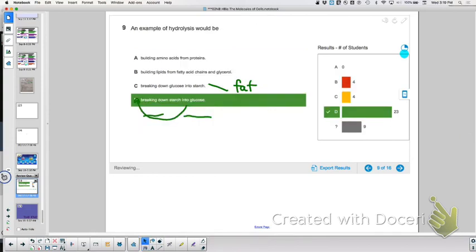Okay. Number 9, an example of hydrolysis is breaking a starch into a glucose. It is not building lipids from fatty acids and glycerol. Okay? When you think hydrolysis, do you think build or break? Break. You think break. So it has to be one of these 2 breaking down. Do you break down glucose into starch? No, you break down starch into glucose.